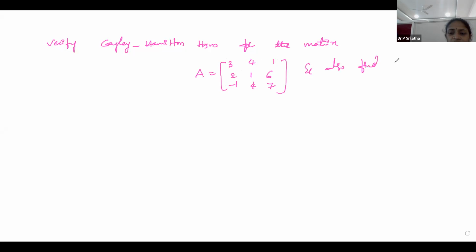And also find A inverse. So this is one application of the Cayley-Hamilton theorem, and also we can find the powers of the matrix or higher powers of the matrix. How to find the higher powers, A power 4 or A power 5, we will discuss in the next class. Any doubt?